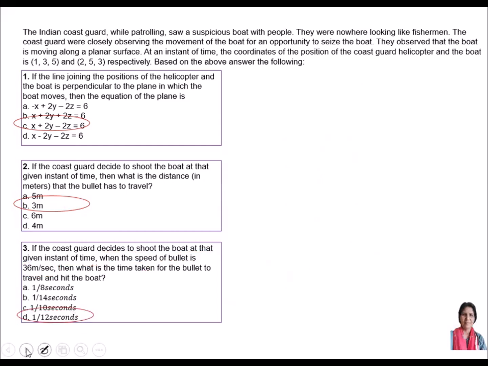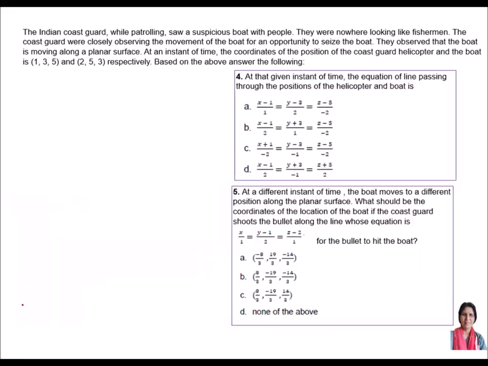Now coming to fourth part. Fourth and fifth part together. At that given instant of time, the equation of the line passing through the position of the helicopter and boat. This is your helicopter. This is your boat. You have to find the equation of the line joining these 2 points, and you have to find from the options what is the answer.